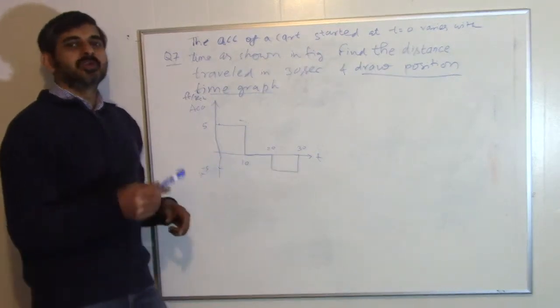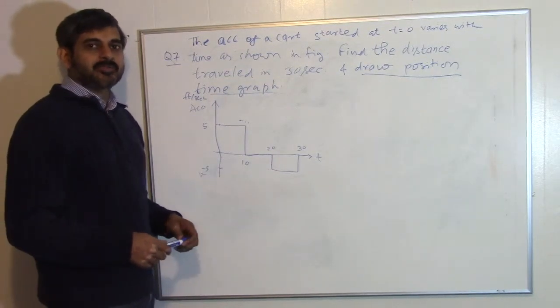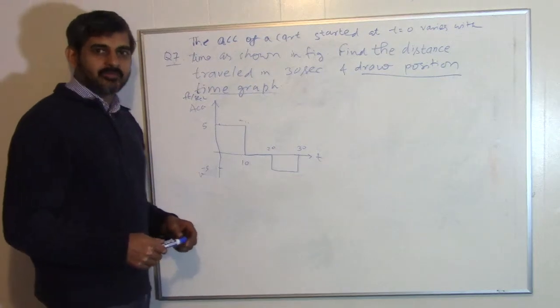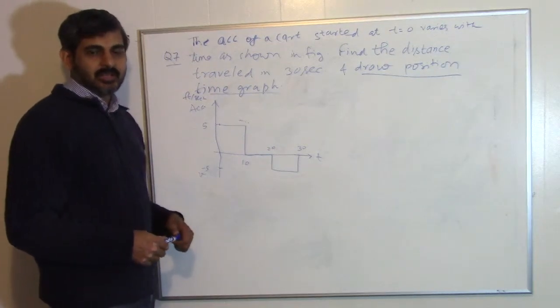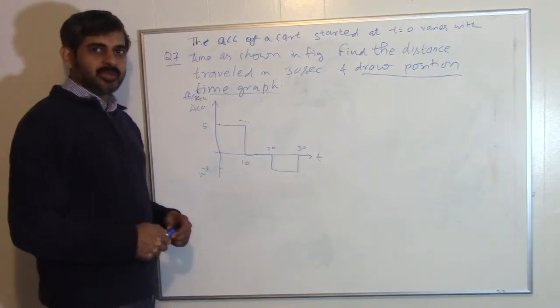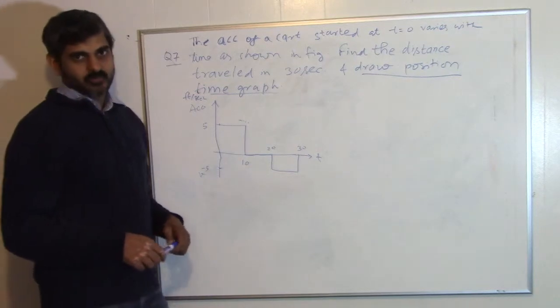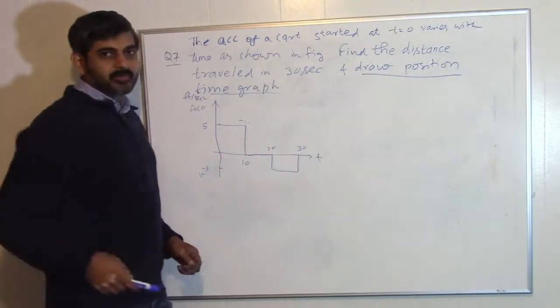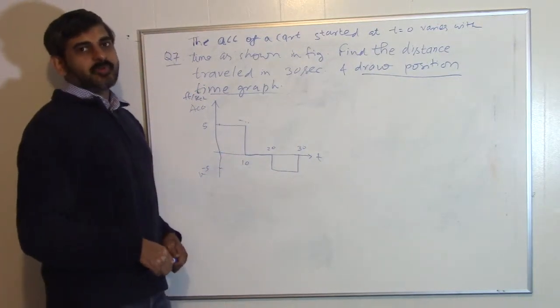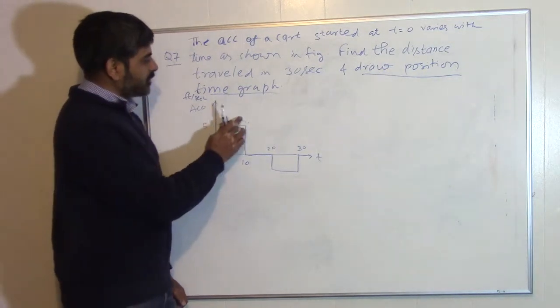All you have to do is convert this graph into figures and apply one of the three formulas that you have read in class 9th and 10th. v is equal to u plus at, v square is equal to u square plus 2as, and the distance formula s equal to ut plus half at square. And apply it in three different sections, and then you should be finding out the answer. So let's do this formula method real quick.